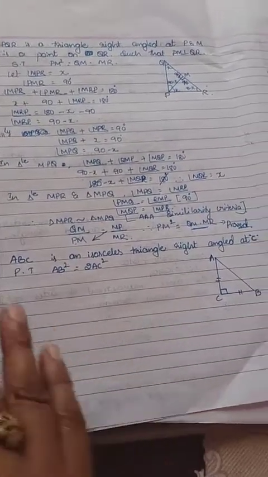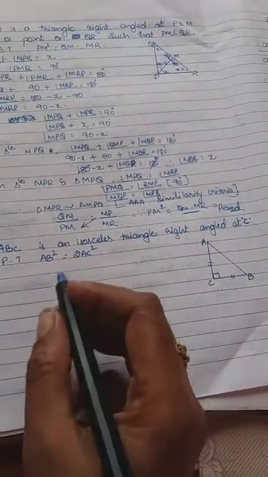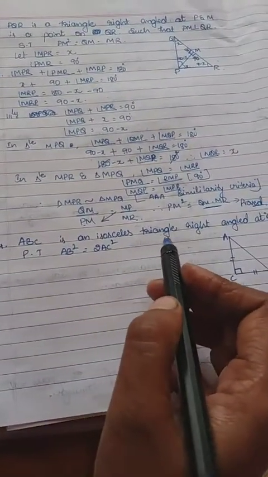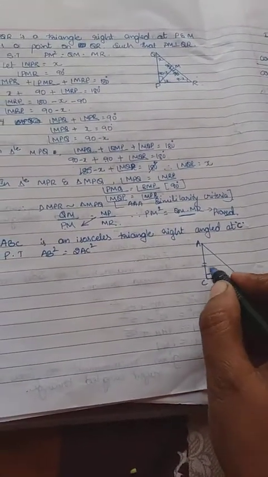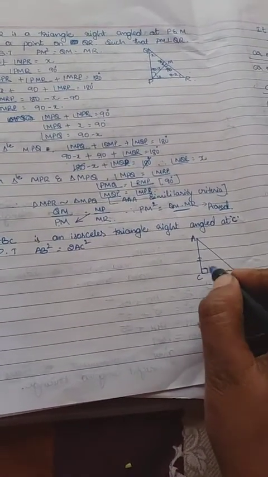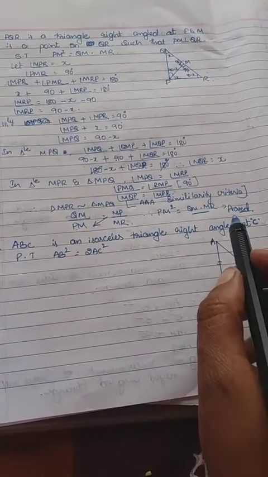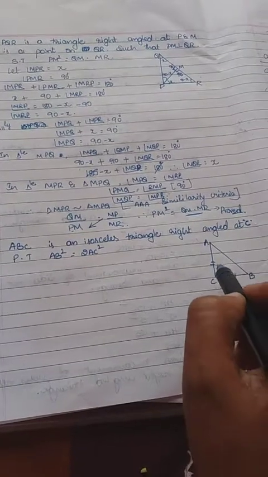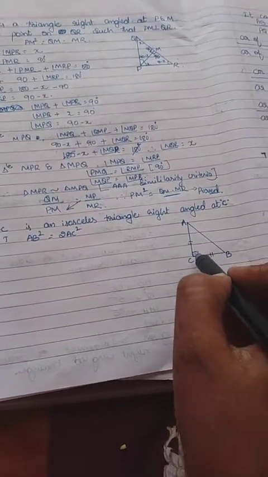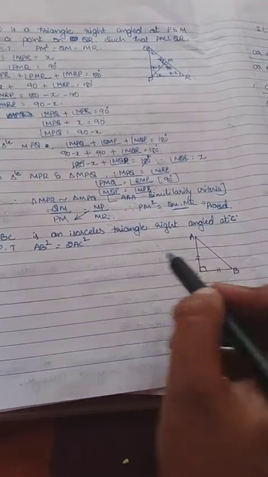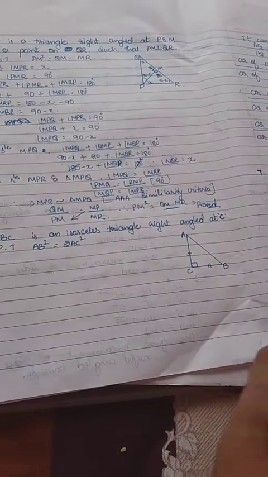Okay, let us move to the fourth sum in your textbook. ABC is an isosceles triangle. Keep in mind, isosceles means two sides are equal, not all the sides. It is also right angled at C. Right angle means angle C is 90 degrees. We want to prove that AB square equals 2AC square.